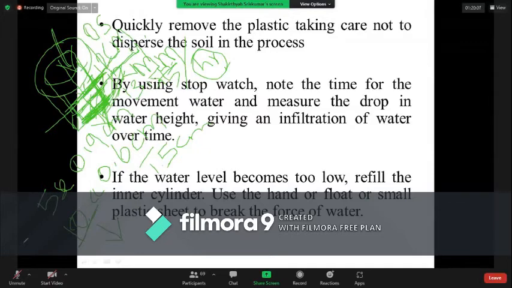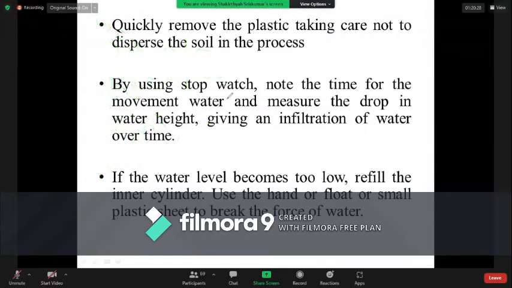You can continue your time, and with time the level will go down. So continuously, you can take your readings. Again it will reach the bottom level, and again you need to refill. So likewise, you can take the readings. Clear? Yes, ma'am. Okay.